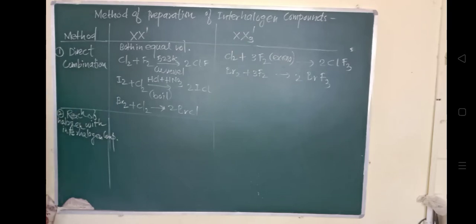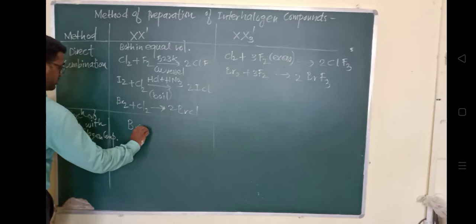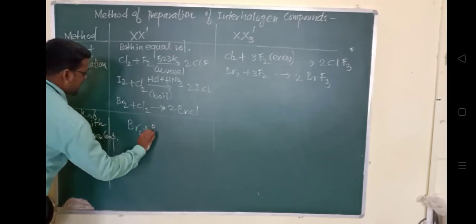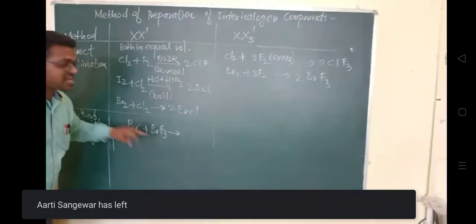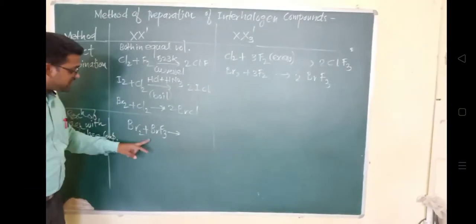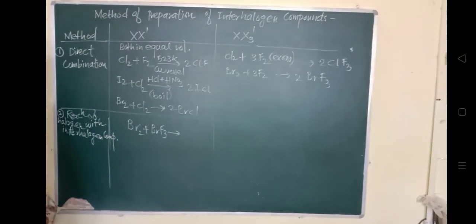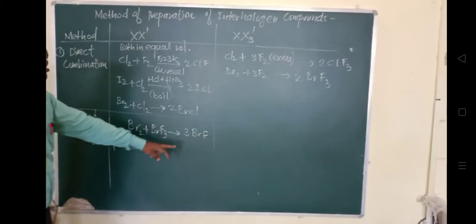How is that? Br2, bromine, is itself a halogen, and BrF3 is an interhalogen compound. This halogen combines with the interhalogen compound BrF3 to form 3 BrF. This is the formation of the X X dash pattern of interhalogen compounds.